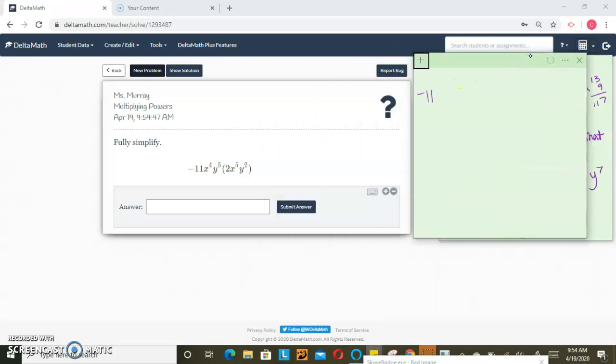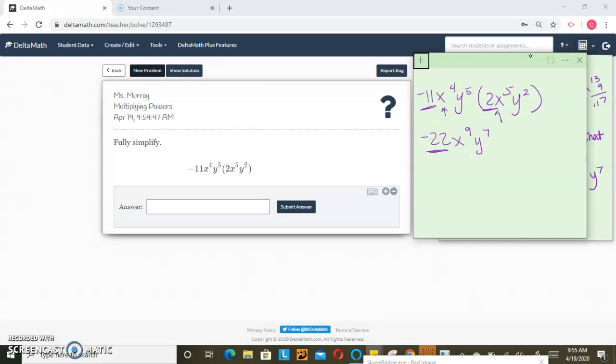Okay, so I have negative 11 x to the 4th, y to the 5th times 2x to the 5th y squared. Negative 11 times 2 is negative 22. X to the 9th, y to the 7th. I multiplied negative 11 times 2 to get negative 22.